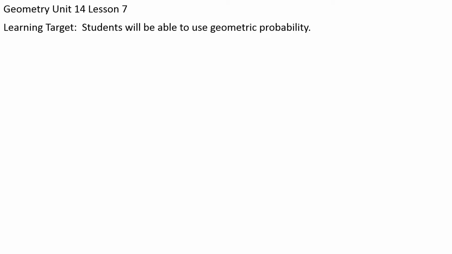Lesson 7, Geometric Probability. One of the more straightforward lessons here. You've already learned some basic probability stuff: favorable outcomes divided by possible outcomes. I'm just going to throw a little bit of geometry in with it.